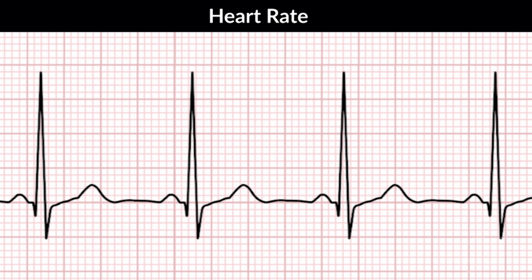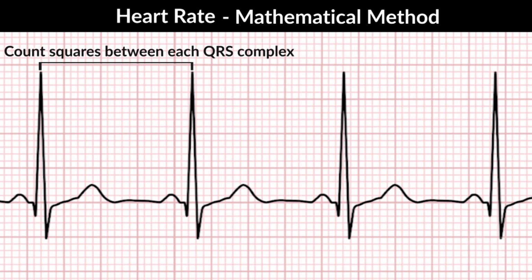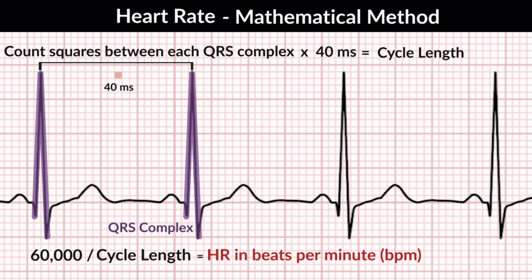When looking at the rate, there are two different ways of figuring out what a patient's heart rate is on an ECG tracing. The mathematical way is counting the number of small squares between each QRS complex. Each small square is 40 milliseconds. Counting the number of squares between each QRS complex and multiplying it by 40 milliseconds gives you the cycle length of a patient's heart rate. You then divide 60,000 by this cycle length, and this will give you the heart rate in beats per minute.